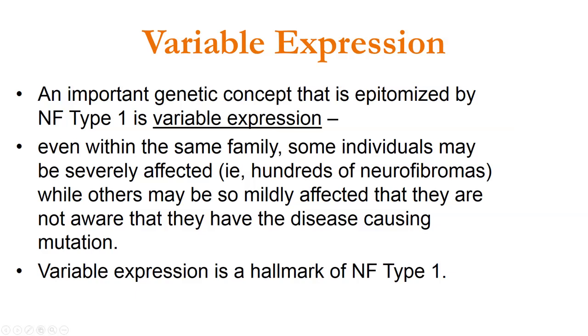So variable expression is where you can have a particular genetic disease where the range of symptoms is a very broad spectrum. And NF type 1, this is one we've already talked about, neurofibromatosis type 1, is one where you have a very high range of possible symptomology. In some cases, even within the same family who have the same exact mutation type. A lot of different types of mutations could cause NF type 1, but even within the same families who inherit the same mutation type, you see this broad spectrum of symptoms.